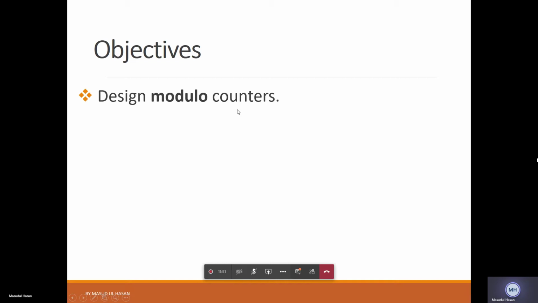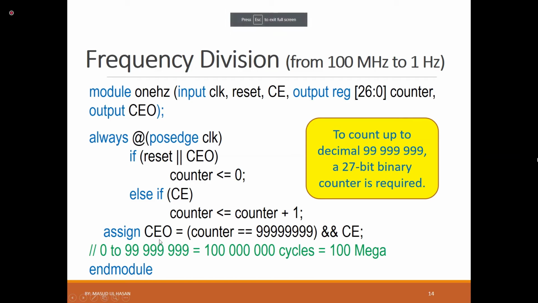Remember last time I told you why we are making this width a constant, a parameter, because we need this counter so many times. So if we use exactly the same code, the parameter will be 27, and the single output is CEO, a single-bit output, and the rest of the code is exactly the same, only the difference is here: assign CEO 8 nines and CE. So we'll get our 1 hertz from the CEO.